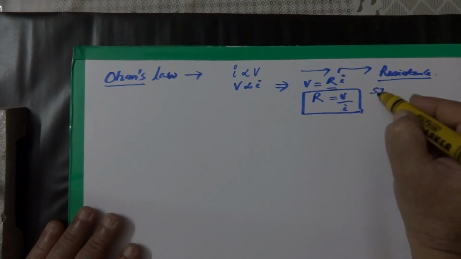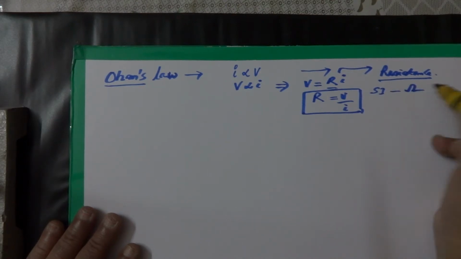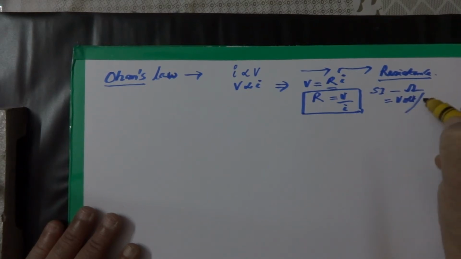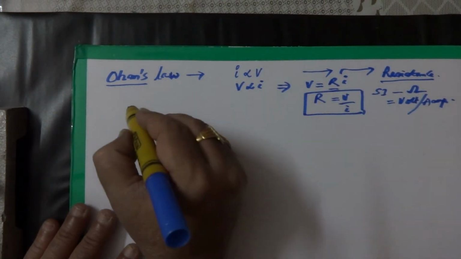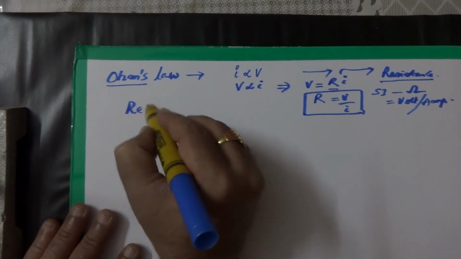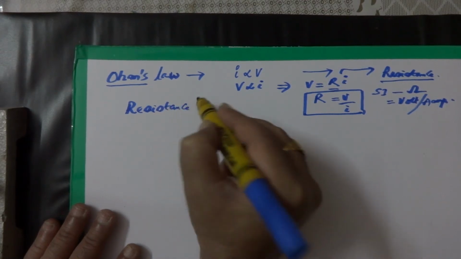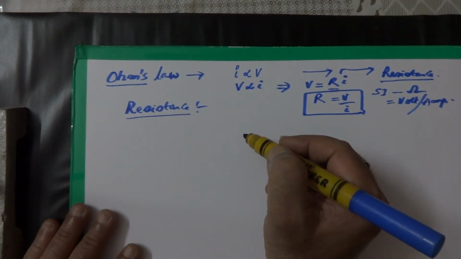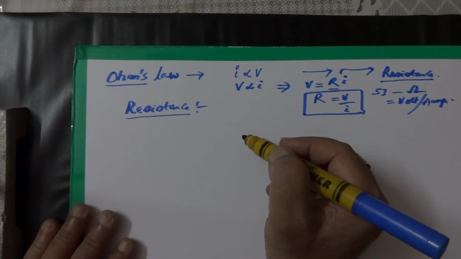The SI unit of this resistance is ohm, which is equivalent to volt per ampere. Now, what is this resistance? What is the physical meaning of resistance and why is it caused? The literal meaning of resistance is to stop, to obstruct. Here, what is obstructing the flow of charge?